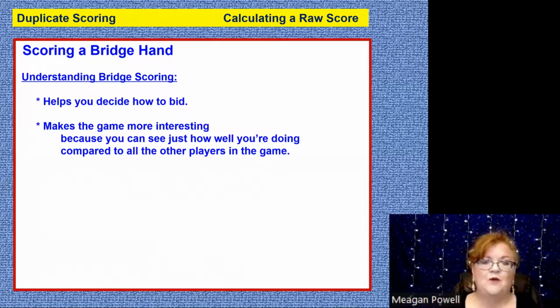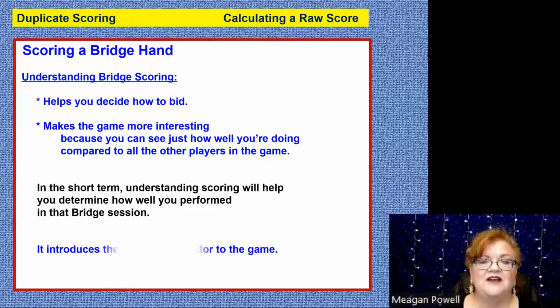So understanding how bridge scoring works, not just in this session, but in our other scoring workshop sessions, is going to help you decide how to bid. Makes the game more interesting. All right. So really, what it's going to help you understand is how the competition aspect comes into play. So let's say that we're seated at a table, live or digital. We're playing our bridge hands, and we finish playing a particular hand.